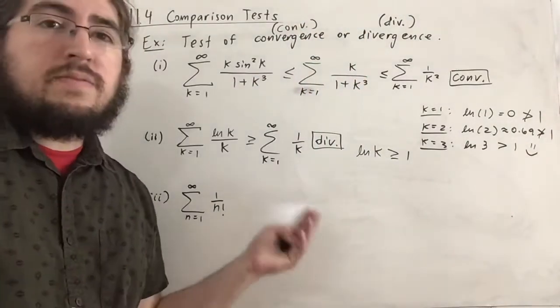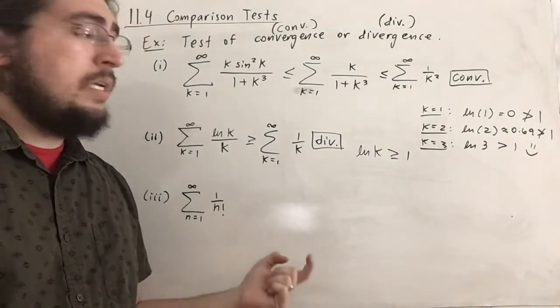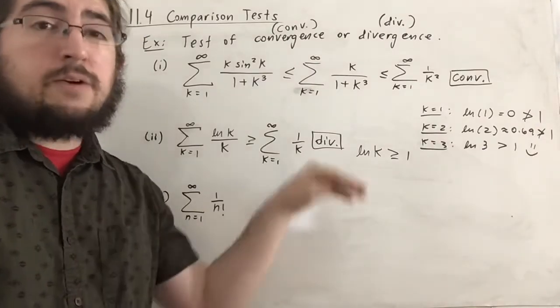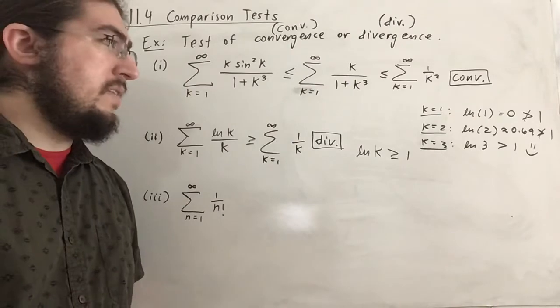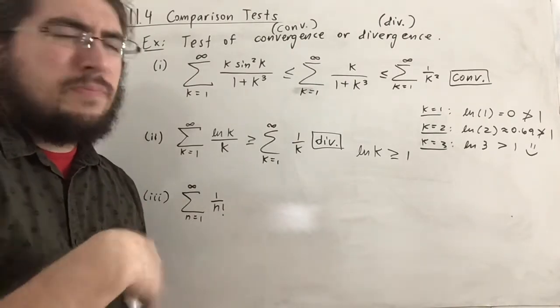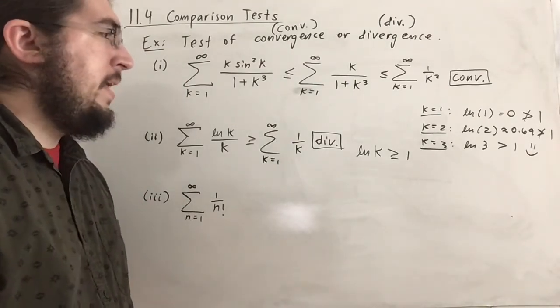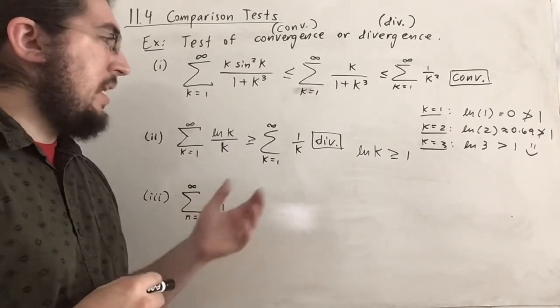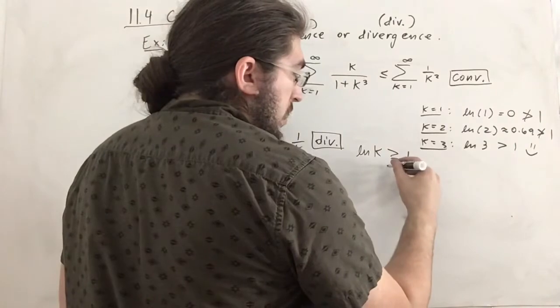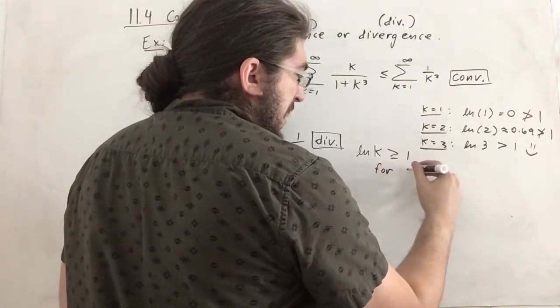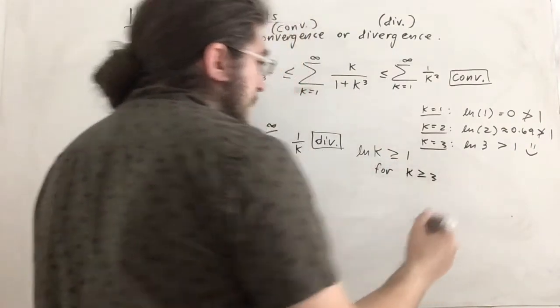We know ln of k is an increasing sequence because the function ln of x is an increasing function, of course, because its first derivative is always positive. You can check that on your own, but I'm pretty sure I've verified that before in the past. So good. Even though this isn't necessarily true for all k, this is certainly true for k bigger than or equal to 3.